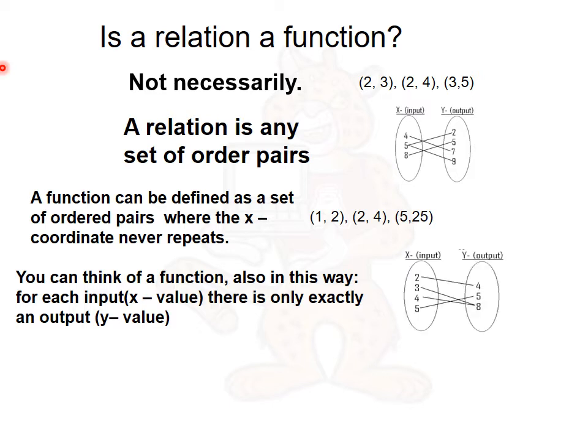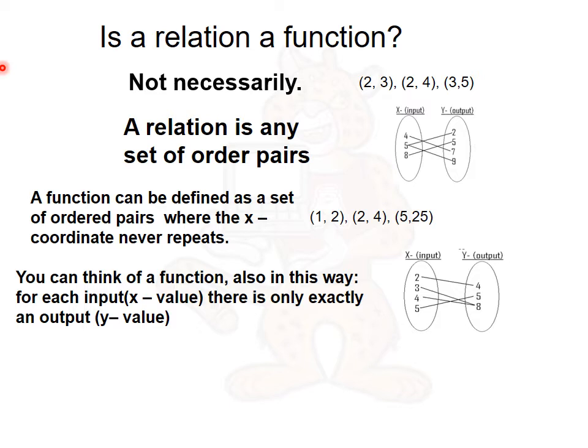Exactly one output. So here we have a diagram that we used in the relation at the beginning. And notice that in this case, for every input, there is exactly one output. For the input 2, the output is 4. For the input 3, the output is 8. For the input 4, the output is 8. And for the input 5, the output is 5. The input values are 2, 3, 4, 5. Each input has exactly one output.